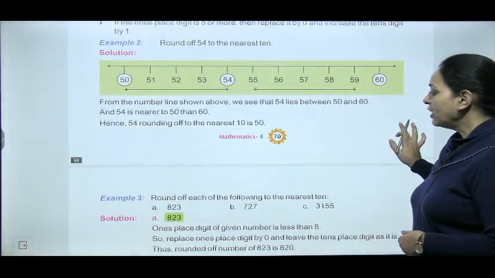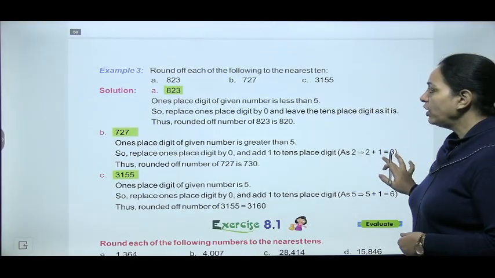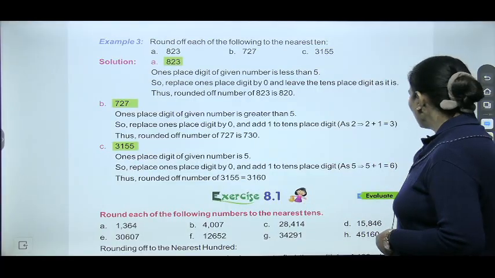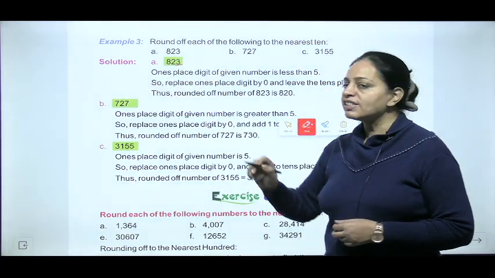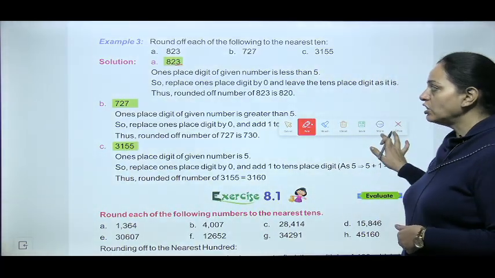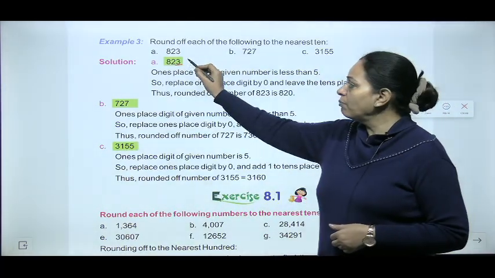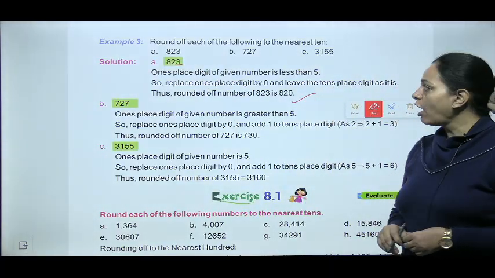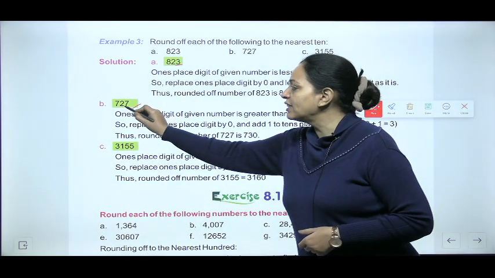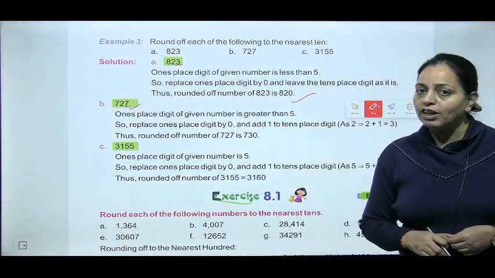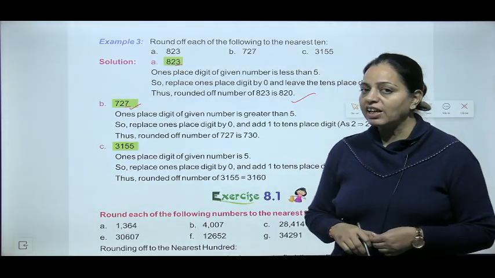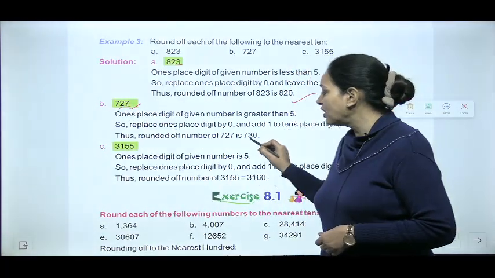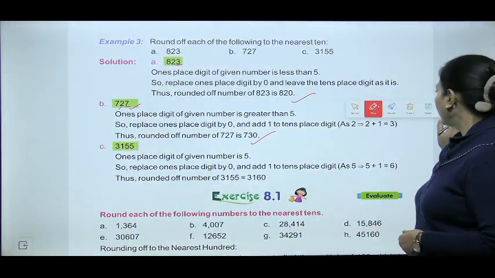Okay, now see the next example 3. Round off each of the following to the nearest 10. Part A, 823. You will see the ones digit, this is 3 which is less than 5, so there is no change in the tens digit. Make the ones digit 0. So the answer is 820. Now the next is 727. See the ones digit which is 7, more than 5. So there we have to change the tens digit, increase it by 1. So this becomes 3 and this is 0. Answer is 730.